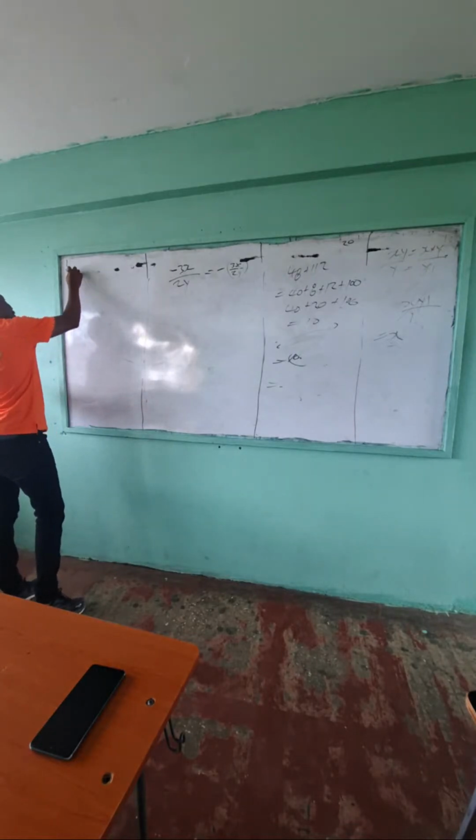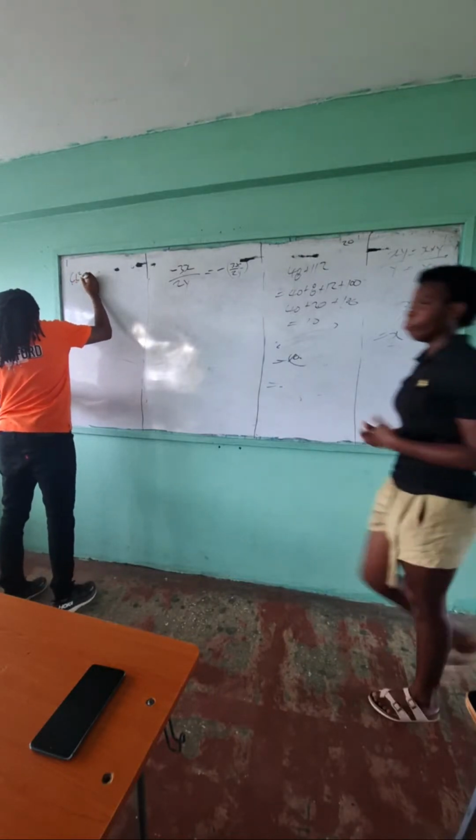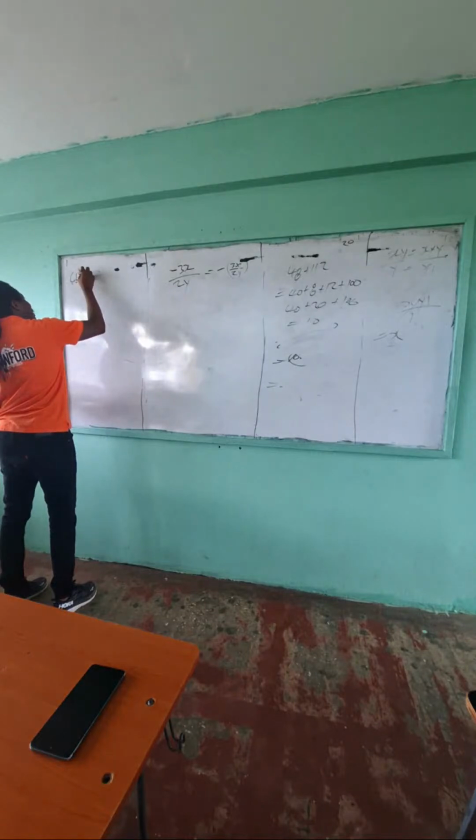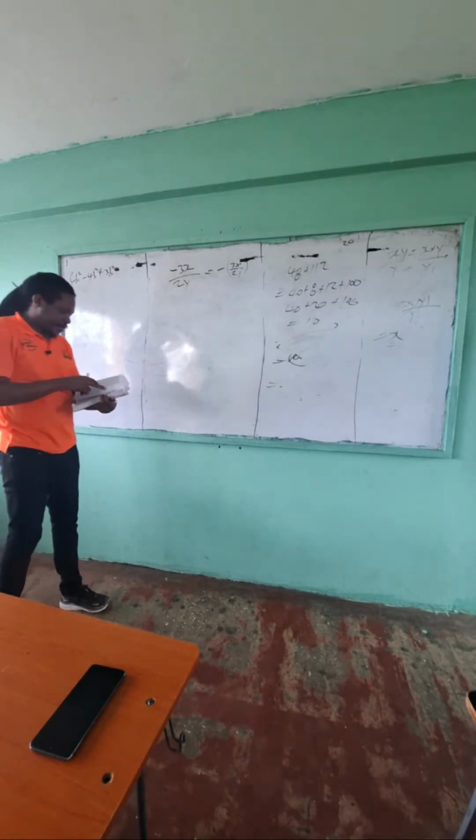6b square. Minus 4b square plus 3b square. Alright, do that one there.